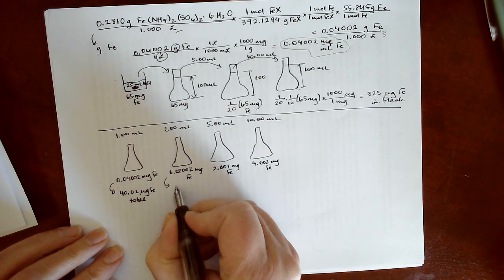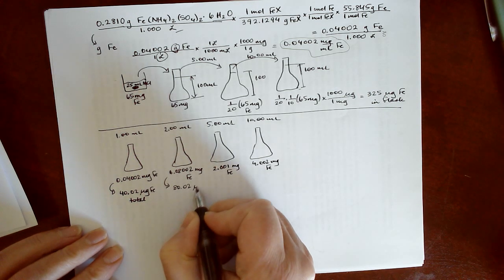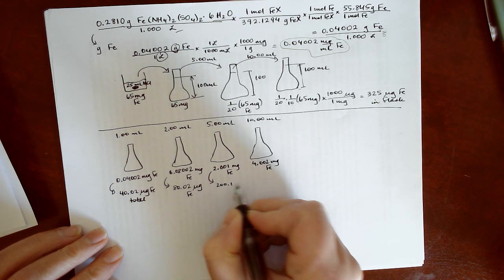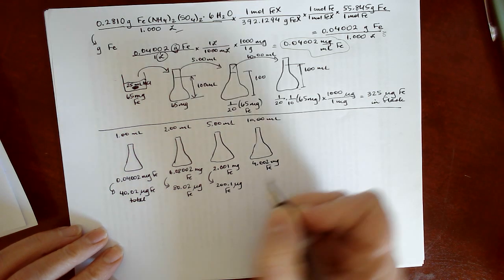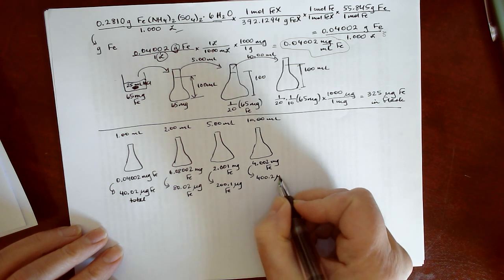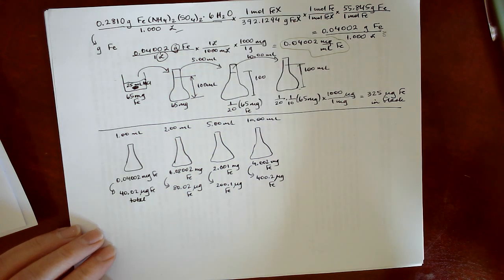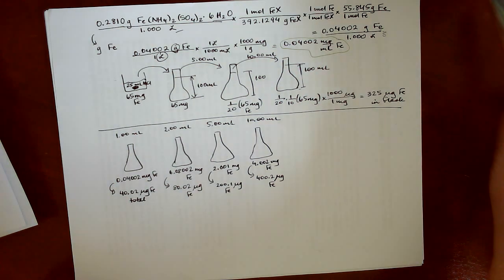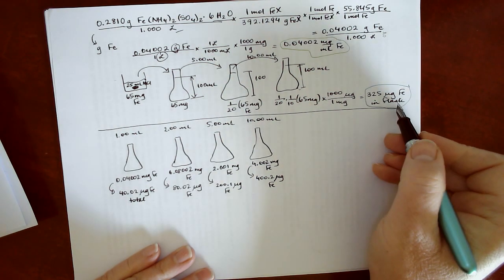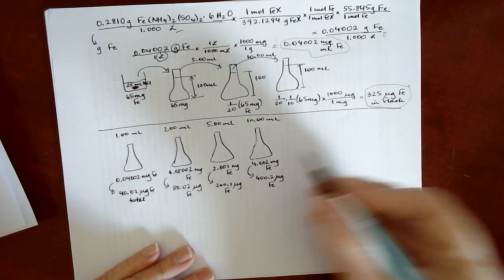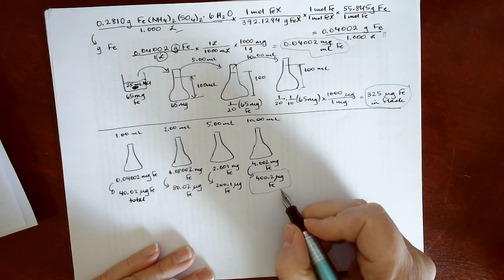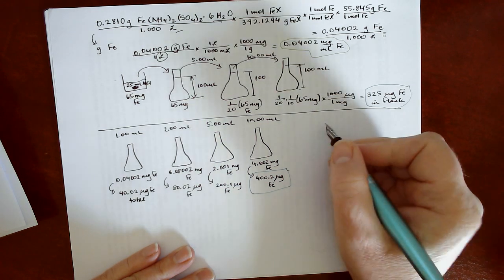This becomes 80. And this is 200, and this is 400. So we can see as we are comparing that what we are expecting to have in our flask is about 325 micrograms of iron, and that is a little bit less than our 400 micrograms of iron that is in our largest data point on our graph, all right?